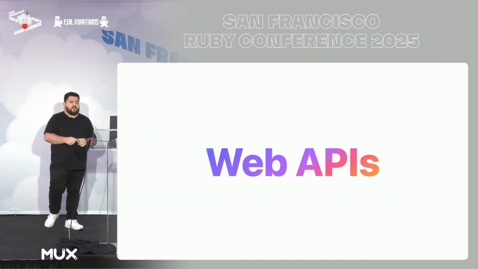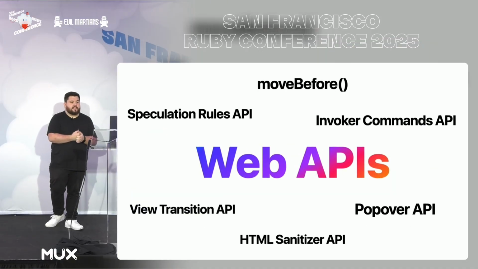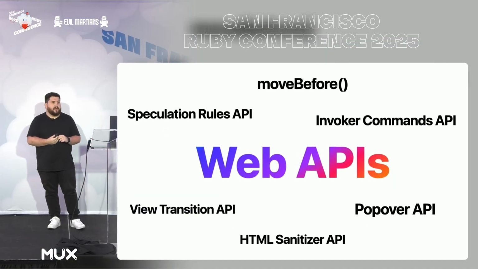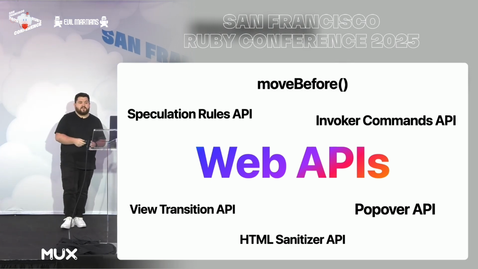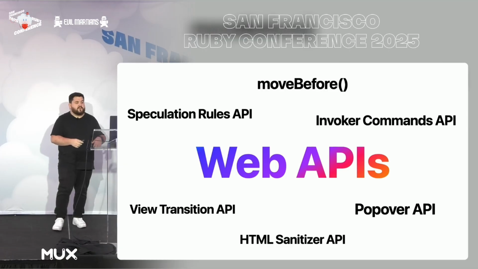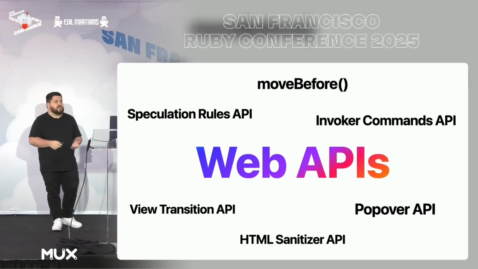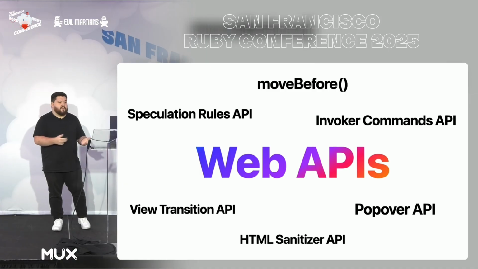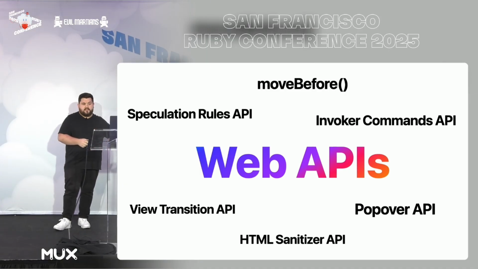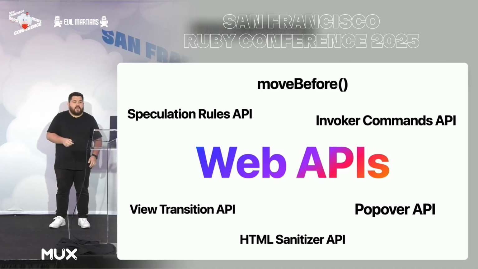And at the same time, we also got a lot of exciting new web APIs, including the Invoker Commands API, which might be a foundation to kind of replace parts of Stimulus in the future, or the View Transitions API to kind of have animations, but also the Speculation Rules API for helping with offline support, built right into the browser.